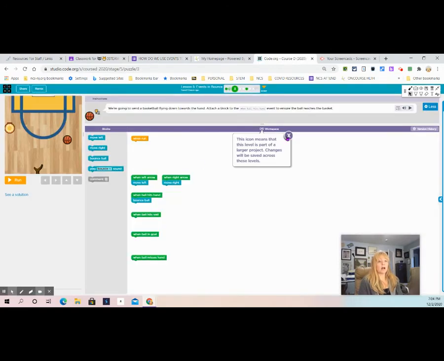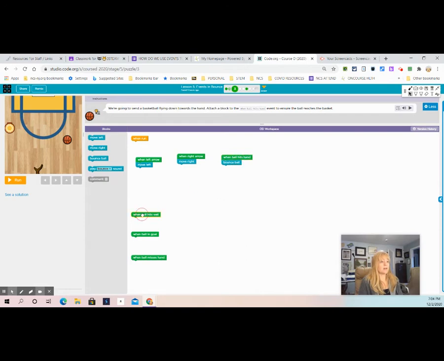Now things get more complicated. My first recommendation is that you take all of the blocks and move them up, all of these event blocks, and move them up where you can see them. Then you need to read the directions. So the directions say, we're going to send a basketball flying down towards the hand. Attach a block to the when ball hits hand event to ensure the ball reaches the basket.